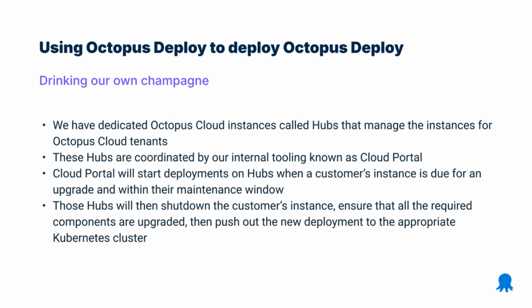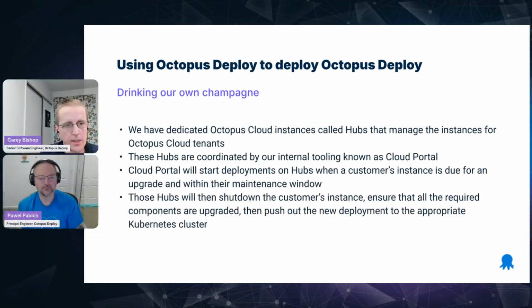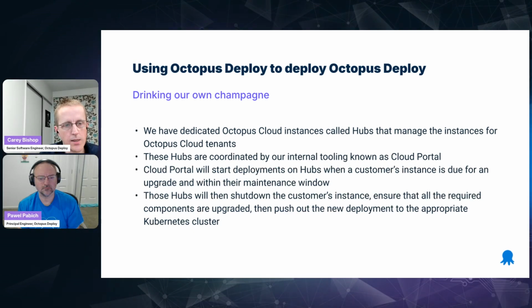Cloud Portal will start deployment on those hubs when a customer's instance is due for an upgrade and within their maintenance window. Those hubs will go through the process of shutting down the customer's instance, ensuring that all the required components are upgraded, and then push out a brand new deployment to the appropriate Kubernetes cluster and wait for that deployment to come online.